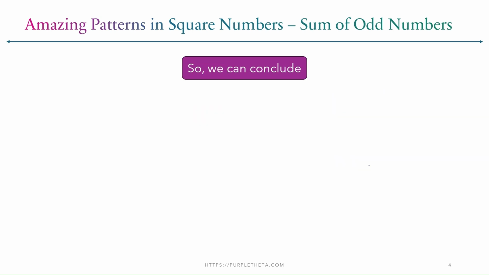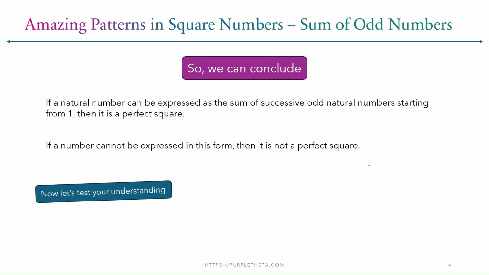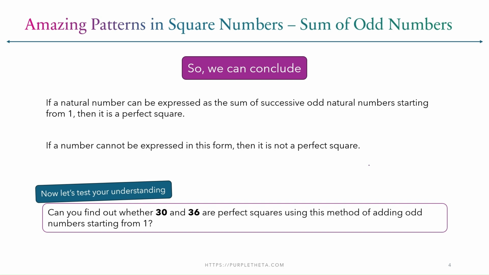Okay, so we can conclude that if a natural number can be expressed as the sum of successive odd natural numbers starting from 1, then it is a perfect square, right? And if a number cannot be expressed in this form, then it is not a perfect square, right? And we can use this method to check whether a number is a perfect square or not, right? Now let us test your understanding. Can you find out whether 30 and 36 are perfect squares using this method of adding odd numbers starting from 1, right? Write your answer in comments.